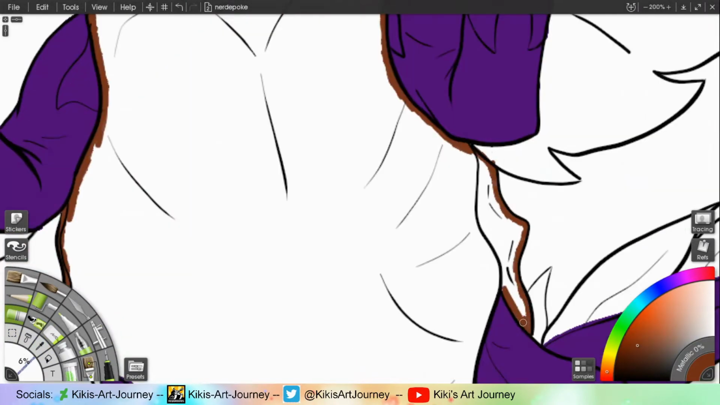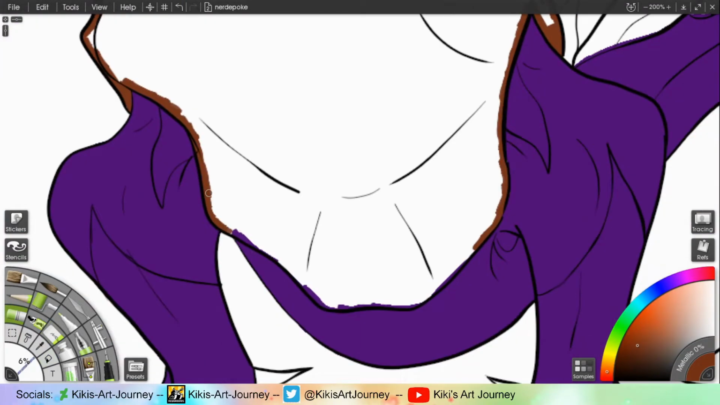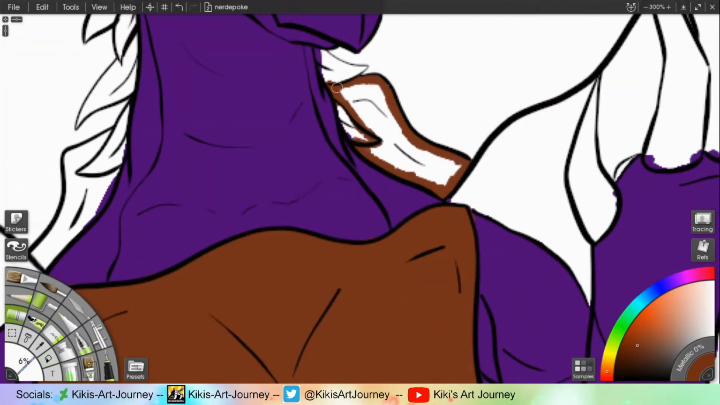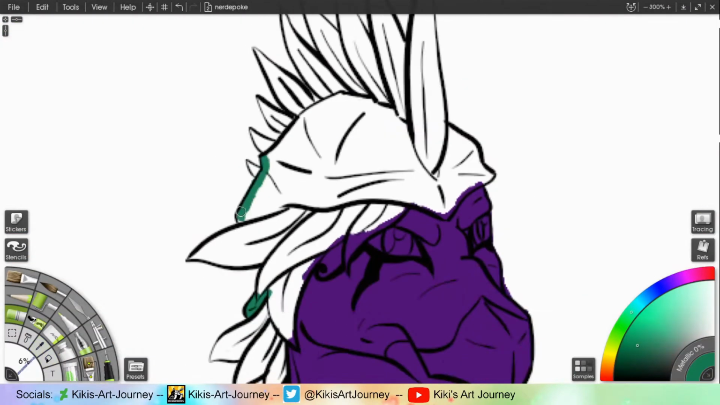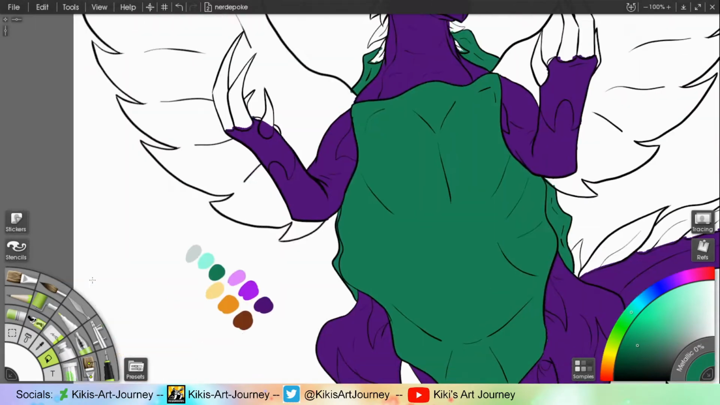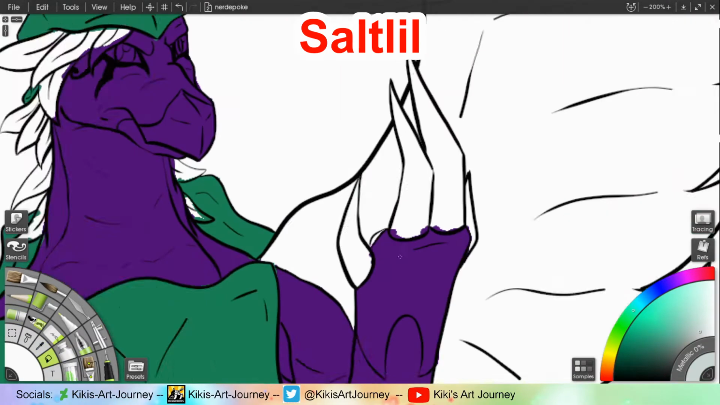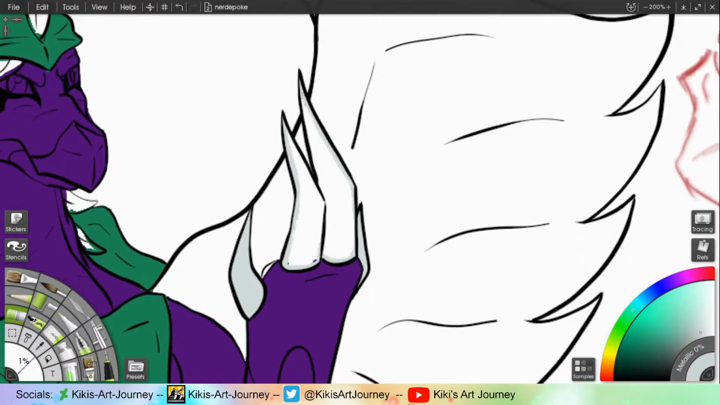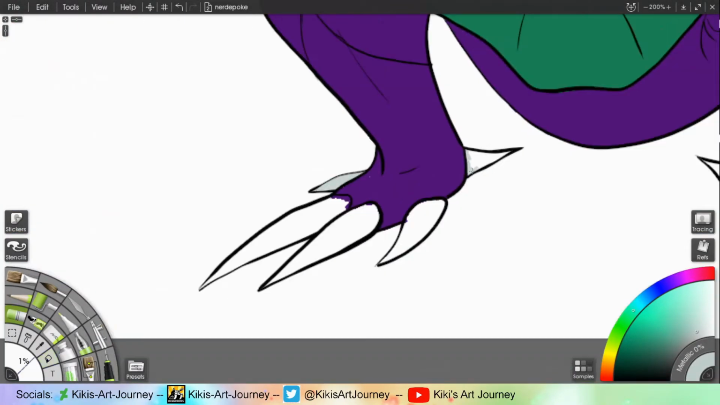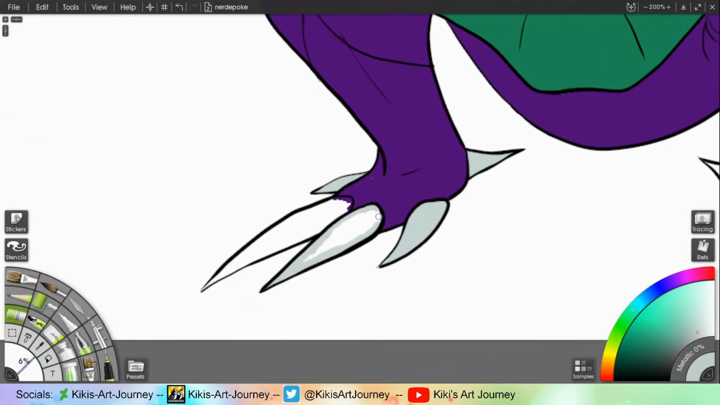And this, of course, is the evolved form. I have not drawn the baby form, the teeny tiny adorable form of saltiness, but I did give it a name, and its name is Saltlil. So, you know, feel free to imagine what that looks like. Little baby salt Jackie.